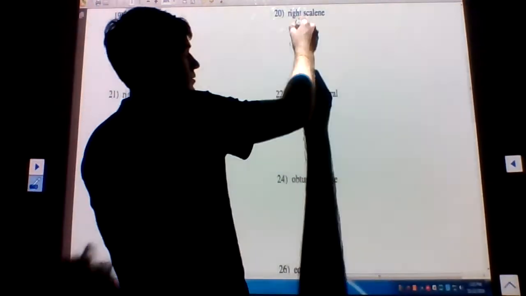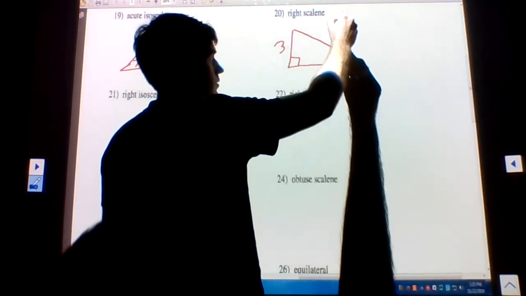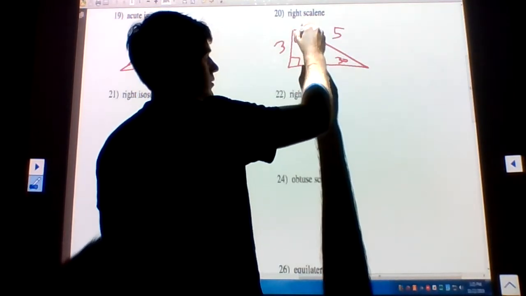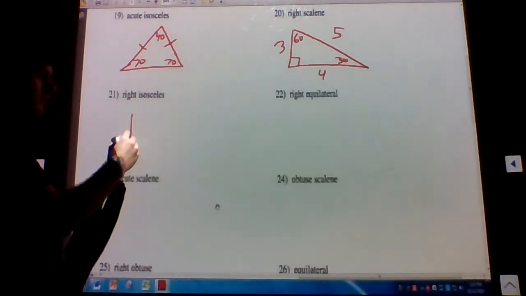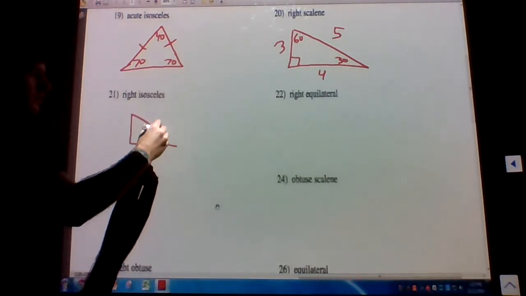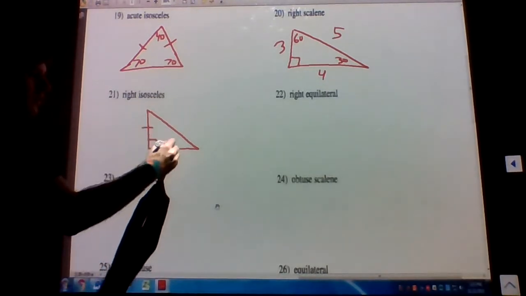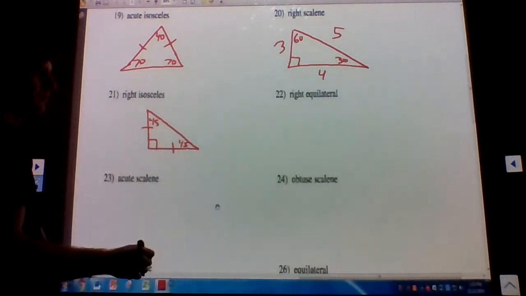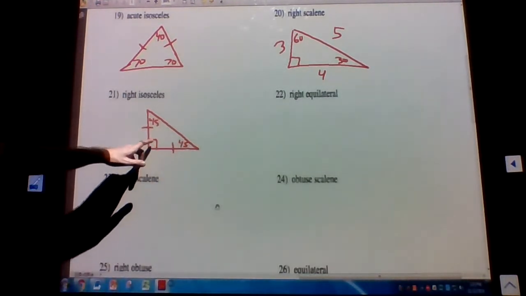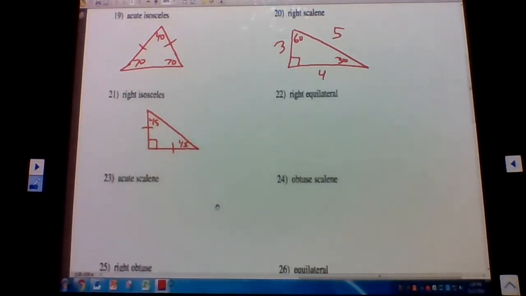Right scalene. So we have a right triangle. Scalene, so all three sides are different. Maybe 30, 60, 90. Scalene, all the sides are different, and we have a right angle. Right isosceles. So we probably want to make those about the same. We want to have a right angle. Isosceles, so those are going to be the same. Maybe we have 45, 45. Two sides are the same, and it's a right angle.